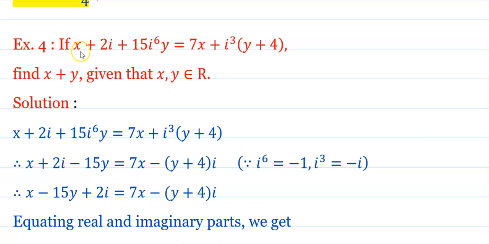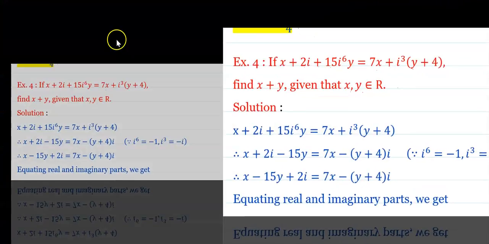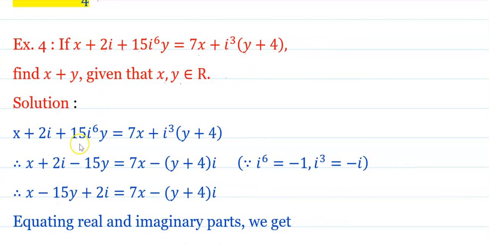If x plus 2i plus 15i raised to 6 into y is equal to 7x plus i raised to 3 in bracket y plus 4, then find the value of x plus y, given that x and y belong to the set of real numbers. Now first, x plus 2i plus 15i raised to 6 into y is equal to 7x plus in bracket i raised to 3 in bracket y plus 4.